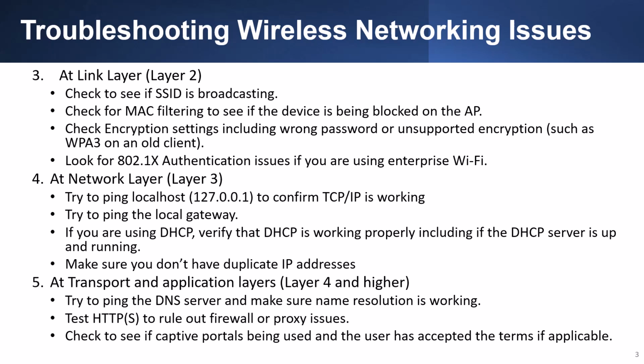At network layer, layer 3, try to ping local hosts such as 127.0.0.1 to confirm TCP/IP is working. Try to ping the local gateway. If you're using DHCP, verify the DHCP is working properly, including if the DHCP server is up and running. Make sure you don't have a duplicate IP address.